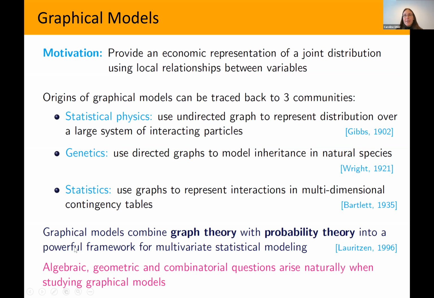In some sense, from here it already becomes clear that there is probability theory on one side and graph theory on the other side that somehow were merged together to build this very powerful framework for multivariate statistical modeling. And as you will see, not so much in today's lecture, but more in tomorrow's and after tomorrow's lecture, this framework really directly leads to algebraic, geometric, and combinatorial questions that come up when you study graphical models, when you want to use these graphical models. So that will be more in the next 2 lectures. Today I just want to define what these are and set up everything so that we have a framework to work in the next lectures.